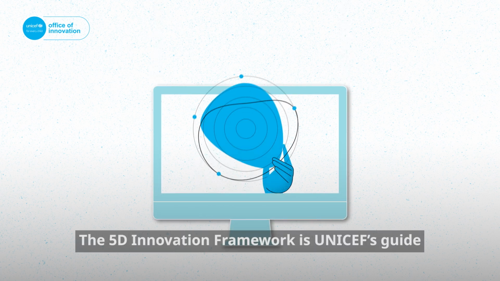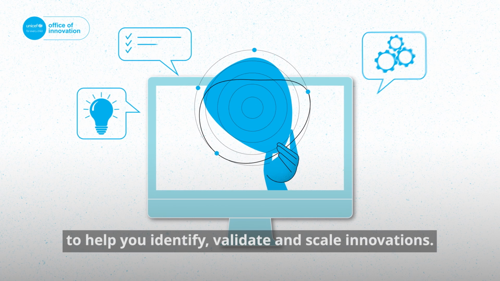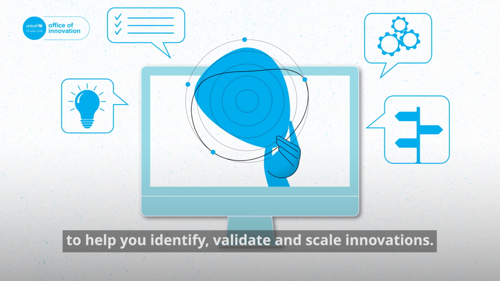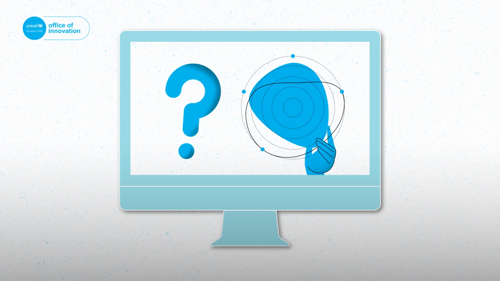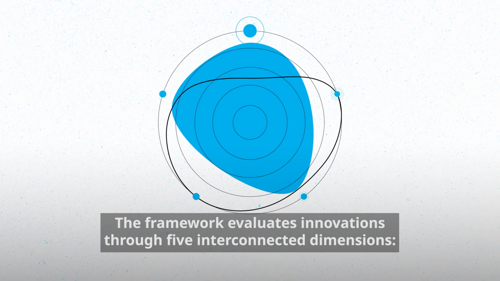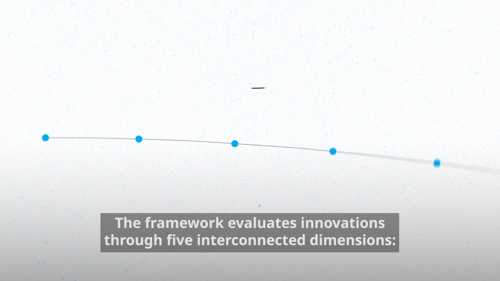The 5D Innovation Framework is UNICEF's guide to help you identify, validate, and scale innovations. But how do you use it in practice? The framework evaluates innovations through 5 interconnected dimensions.